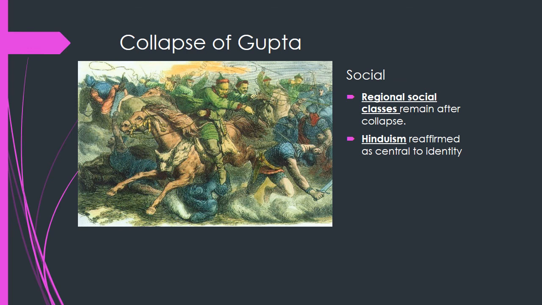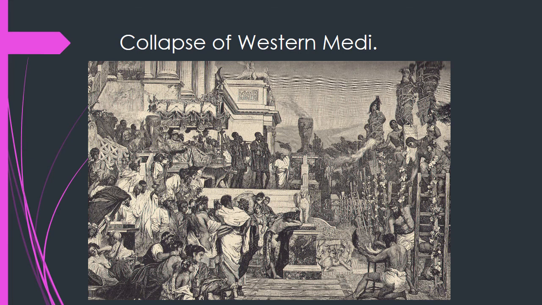Now, in the Gupta box, you should write that our regional social classes remain after the collapse, so the caste system persists, and we still have that hierarchy. And Hinduism is reaffirmed and stays the central identity. So just some more notes, and you can put this back: Hinduism continues, in the box that's numbered.